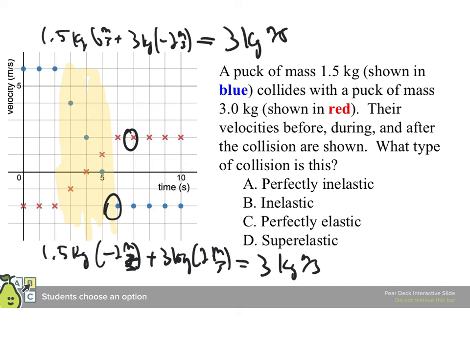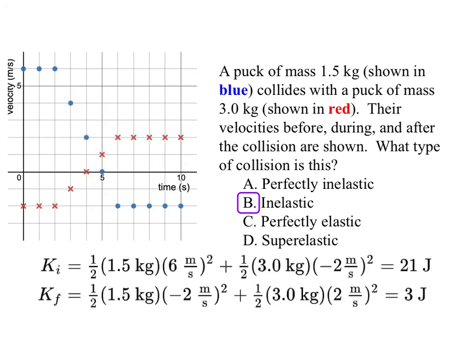Now we can classify what type of collision it is. That's a little more annoying, but what we have to do is take the same velocities, but now compute the kinetic energies. And in the interest of time, that's done down here. And we find that the initial kinetic energy was 21 joules, but the final kinetic energy is only 3 joules, and therefore we are definitely in the case of an inelastic collision, because that's the case where kinetic energy is not conserved, but the objects haven't stuck together.